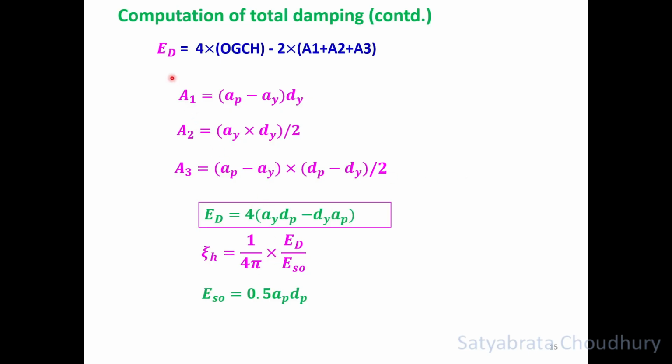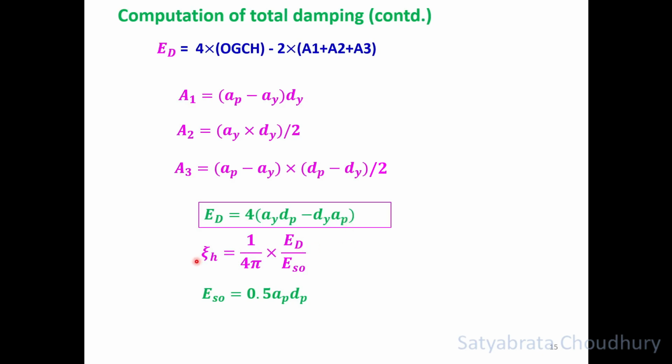So ED equals 4 times this rectangle minus 2 times this A1, A2, A3, because A1, A2, A3 are occurring twice. A1 is given by this expression, A2 by this expression. These are coming from the geometry, very simple. A3 is given by this expression because A3 is a rectangular area, so one distance times another distance. So if you simplify the expression given at the top, you get ED equals 4 times (Ay Dp minus Dy Ap), which is very simple and easy to remember also.